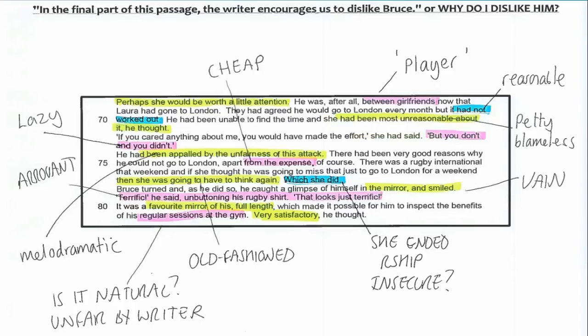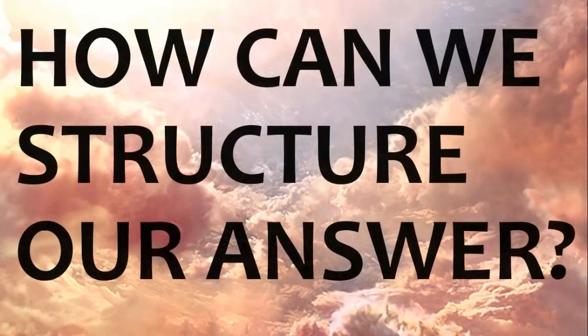And then at the end he says regular, then he says very satisfactory. So again we're getting that vain, but maybe we're seeing a bit of an unfair side that the writer has given, where regular sessions at the gym. So although he's been painted as a bit of a figure of fun towards the end, looking in the mirror and saying terrific, he goes to the gym regularly. It's a fairly natural thing that people look at themselves in the mirror. However, the writer has portrayed him as a bit of a figure of fun. However, I would say 90% of the extract, we are definitely encouraged to dislike Bruce, but there are a couple of things in there that make us think, well, maybe he's not such a bad guy.